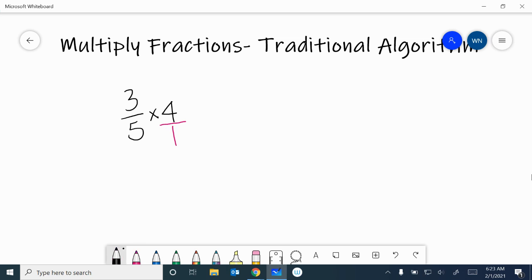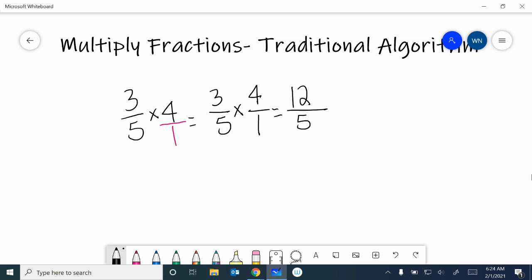So we are going to rewrite this just to make sure we see it nice and evenly. 3/5 times 4 over 1. Remember that 4 over 1 equals 4, so we can just add that 1 to it. Now all we do for the traditional algorithm is multiply straight across. 3 times 4 is 12. 5 times 1 is 5.